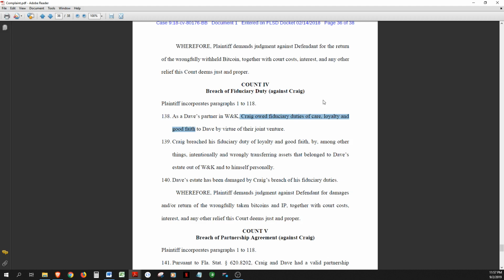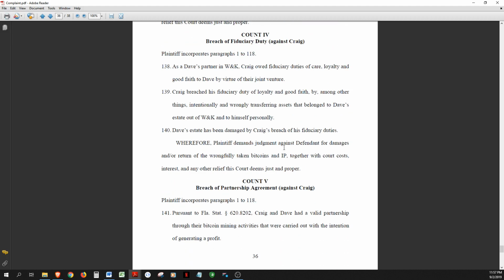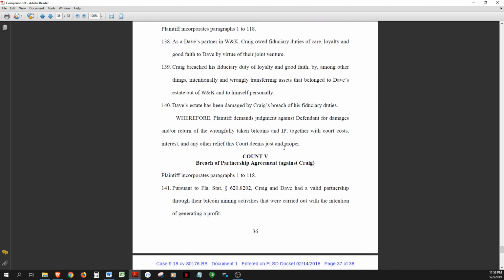If you're the CEO or a partner in charge of a company, you have to act in the interest. You have a duty of care to the company and the shareholders, a duty of loyalty to the company and shareholders, a duty of good faith. You can't use your position of power to steer things in your own favor to the detriment of whatever that company is. So he's saying, hey, he had a duty of care, loyalty, and faith to Dave by virtue of their joint venture, and he breached those fiduciary duties and acted in his own self-interest. Allegedly.